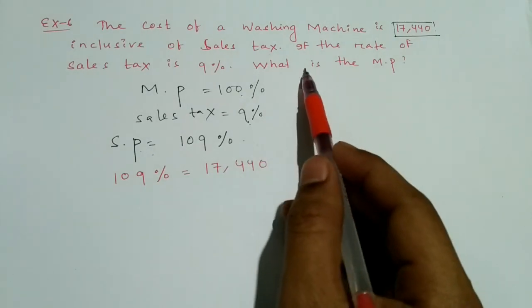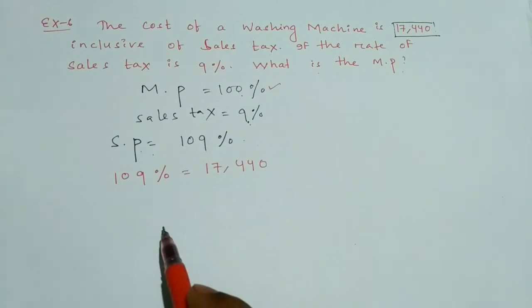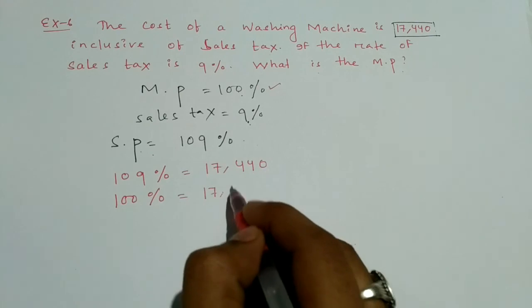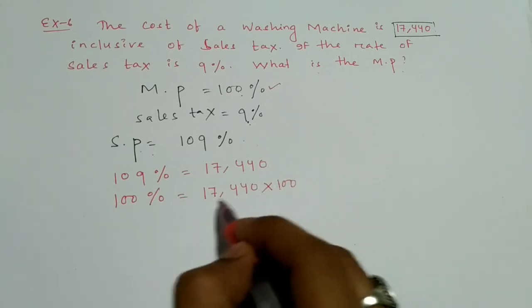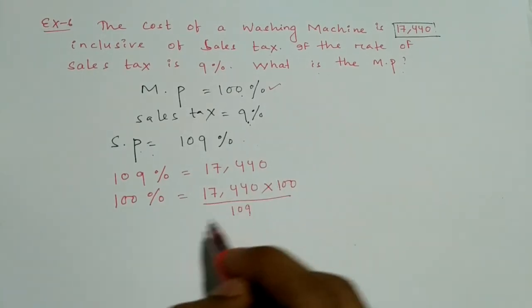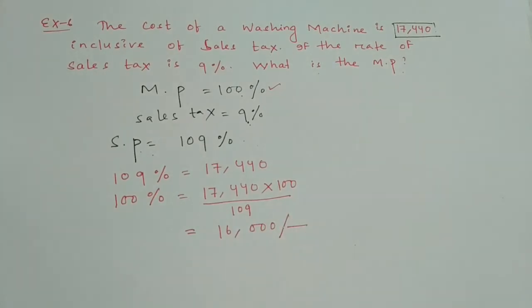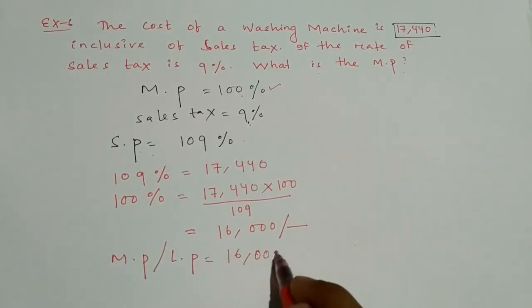And it is asked what is the mark price. Mark price is 100 percent. So 100 percent will be, just by doing the cross multiplication we can get the answer, 17,440 into 100 divided by 109. By solving this we get 16,000 as my answer. So here the mark price or the list price will be 16,000 rupees.